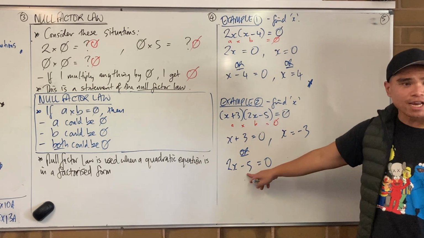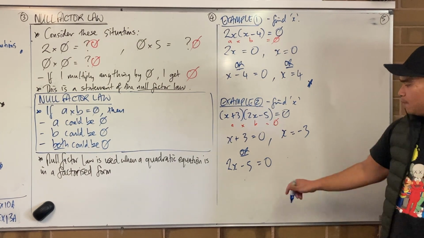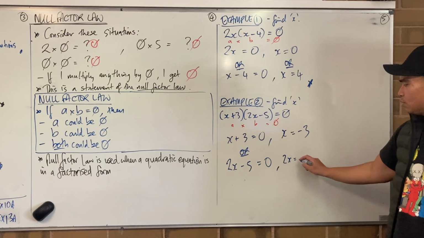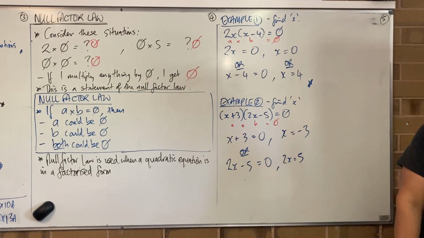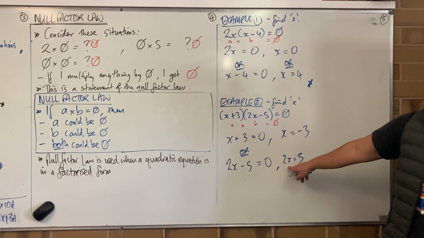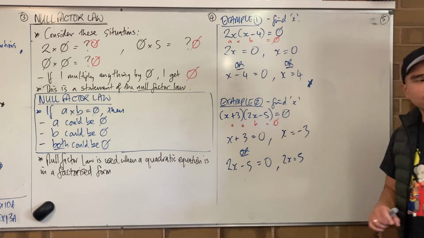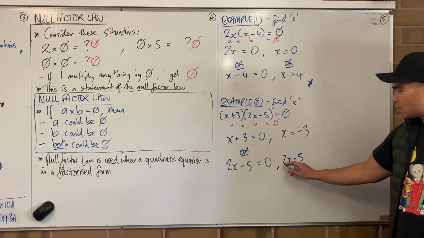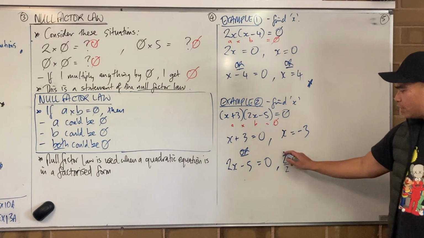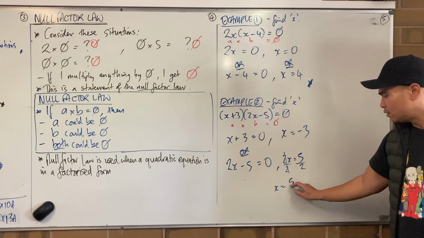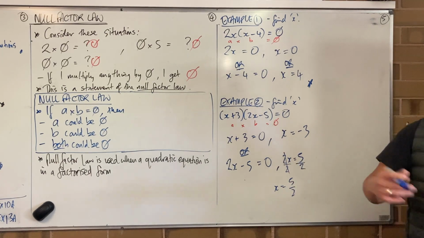What's the opposite of taking 5 from something? Adding 5. So 2x is equal to positive 5. What's 2 doing to x? Right now? Multiplying. What's the opposite of timesing something by 2? Dividing. So if I divide both sides by 2, x is going to be 5 on 2. We've got two options again.